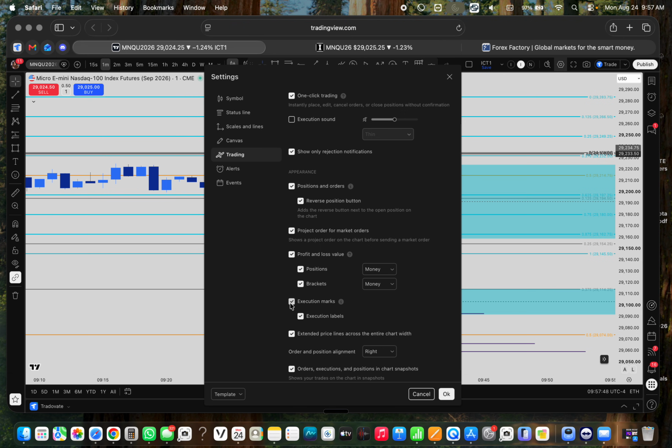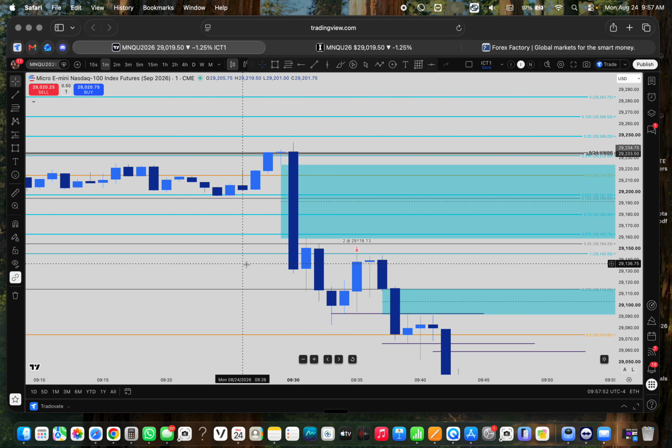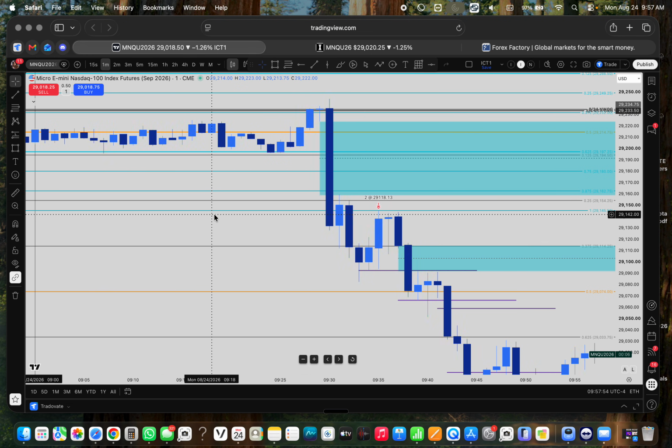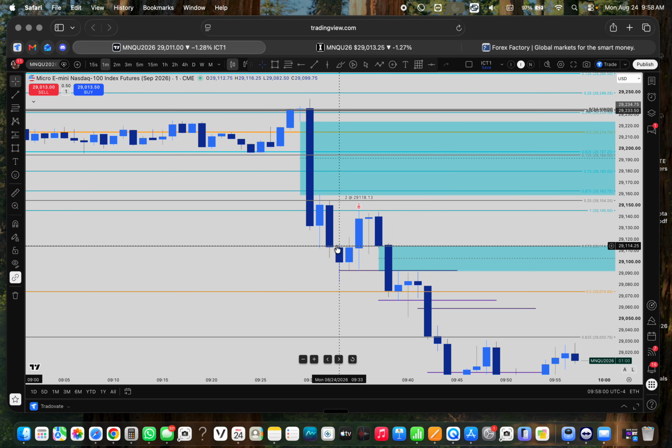Yeah, I don't ever pay attention to this. Okay, cool. So I entered in here on this candle. Why did I enter it on this candle? I saw this other inefficiency here, and I entered it on this candle just to see that it filled this.